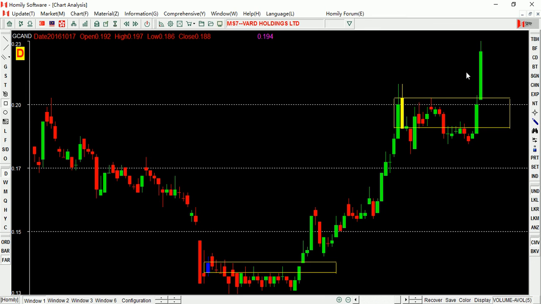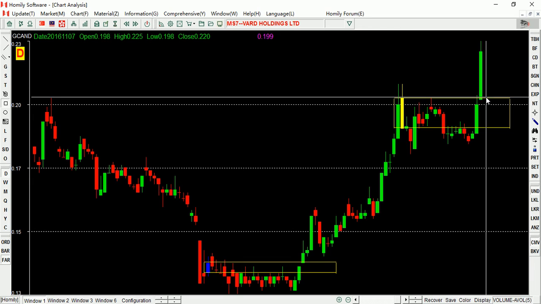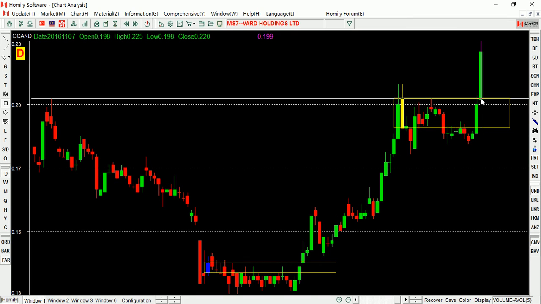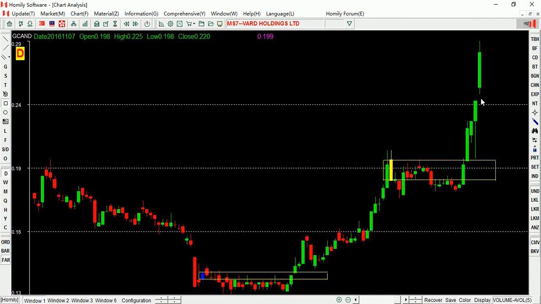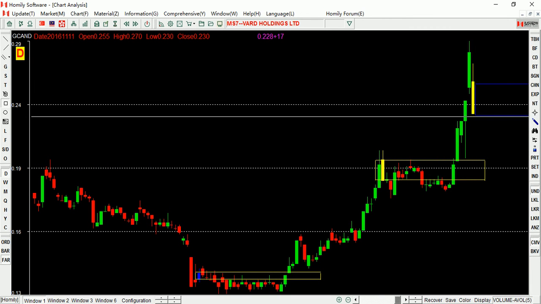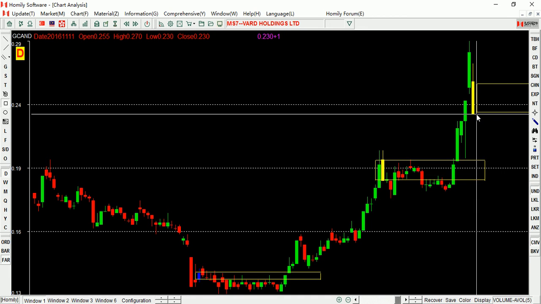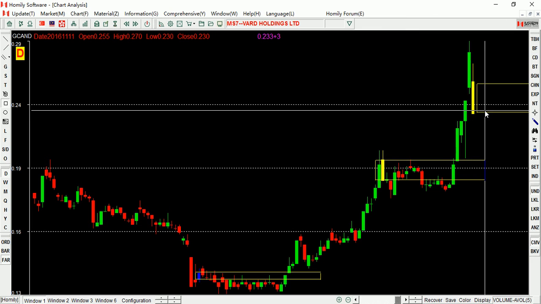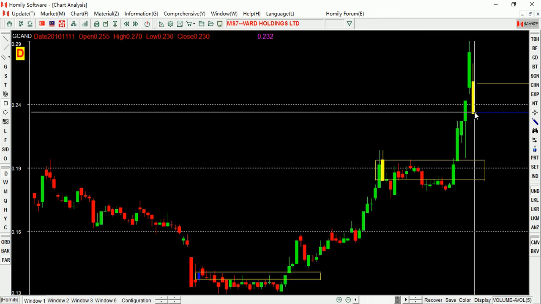Then we can see another day. Upward breakthrough again, buy or not? You can buy again, okay? But you can see here, this is the yellow candlestick, okay? So if you see the next day, the closing price is lower than this one.